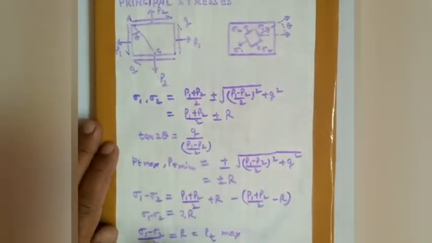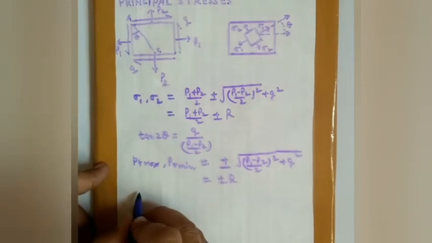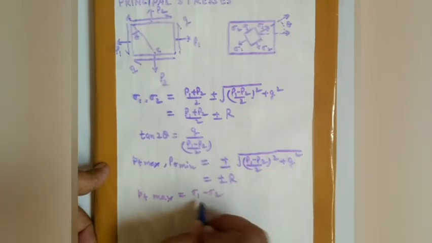So now we have another important relation. pt max is equal to (sigma 1 minus sigma 2) by 2. So if we know the major principal stress and the minor principal stress, we can easily calculate the maximum shear stress. So we can add another important relation here. pt max is equal to (sigma 1 minus sigma 2) by 2.